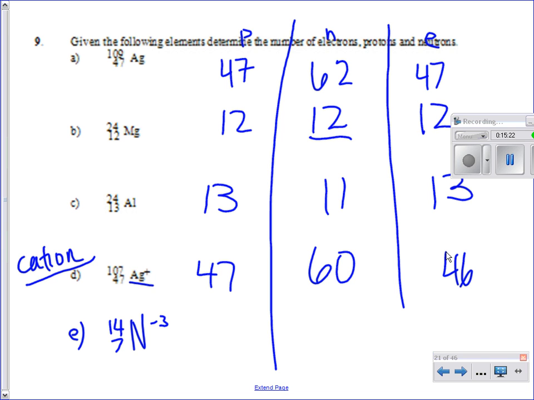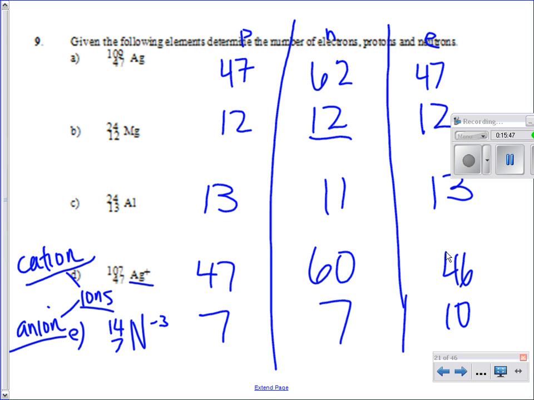Okay, nitrogen. We've got an ion here. What is the negative ion called in our world? We just had a cation. These are both ions. One's a cation and one is an anion. Okay. Protons. Neutrons. How many electrons? Okay, so I think y'all are good with that, right?